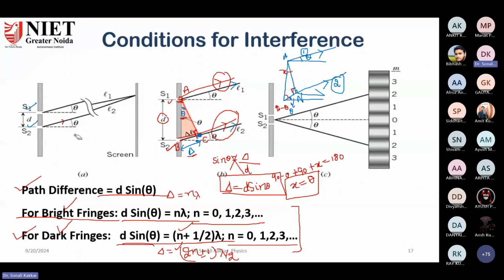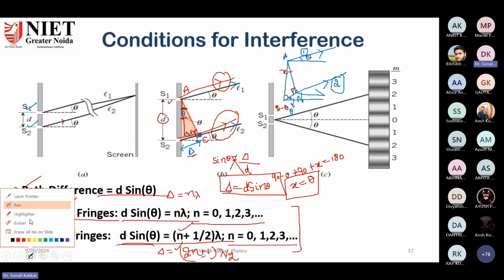Ma'am, can you explain again the derivation of path difference? Okay. So till now, is it clear that this angle is theta, or should I explain it again? This angle. Yes, ma'am, I want that explained. Okay, fine.